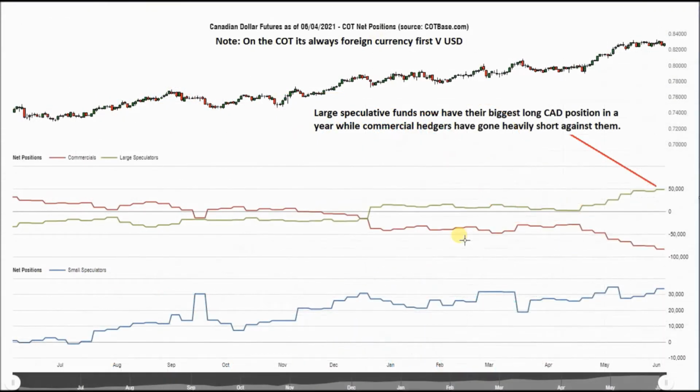Right, we are on the COT net traders positions. Regular viewers will know this is one of our favorite sentiment tools, and it comes from the CFTC. They release these positions each week, and we're looking at two groups, okay? Commercials in red, large speculators in green. We want to see what these two groups are doing against each other.